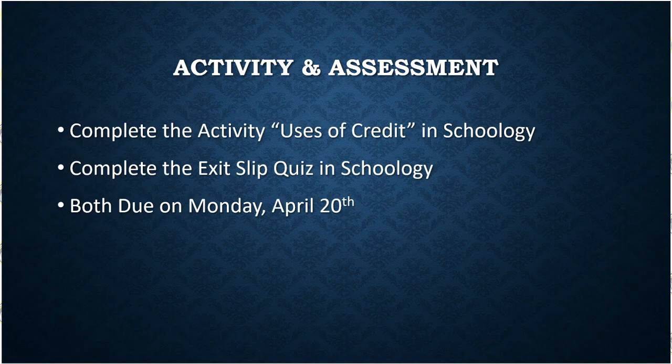Okay, so that's it for the types of credit. So the next thing that you need to do is complete the activity uses of credit that is posted right below this video here. If you have already completed the uses of credit in the earlier e-learning stuff that we did, then it should be marked as done already. Otherwise, you have to do that, and once you get it completed, then you can do the exit slip quiz that's in Schoology right below the uses of credit. All of these things are due by Monday, April 20th. And on Monday, April 20th, you'll get your next lesson activity and assessment.